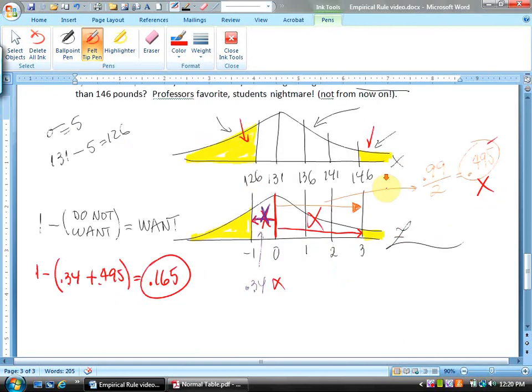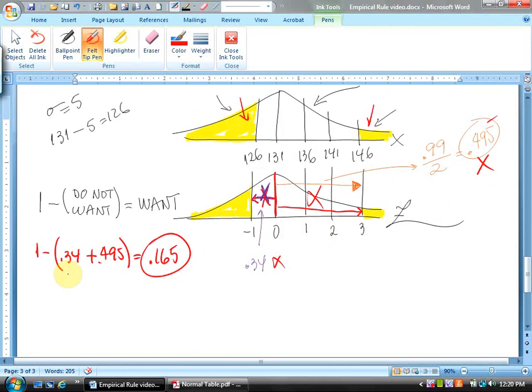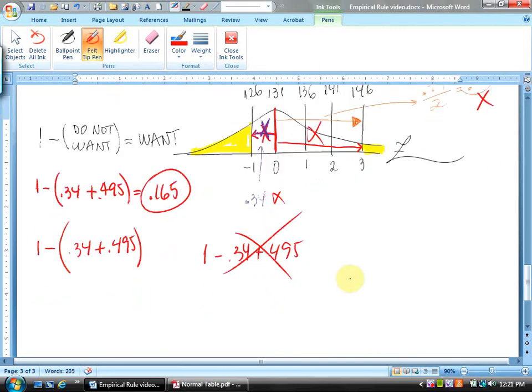A little note before we leave, okay? Note, if you use a calculator, be sure to type 1 minus and type the parentheses because of the order of operations, okay? This 0.34 adds to this 0.495, and that's the right way. The wrong way is 1 minus 0.34 plus 0.495. This is wrong, okay? So don't forget to put your parentheses, and I wish you good luck.